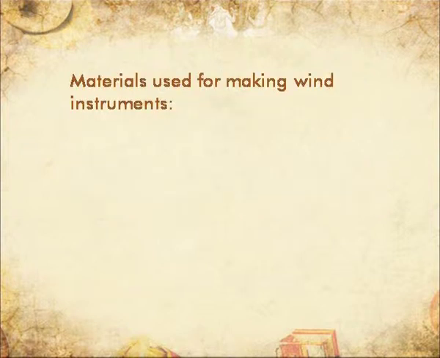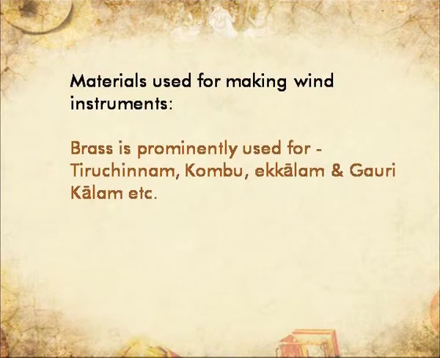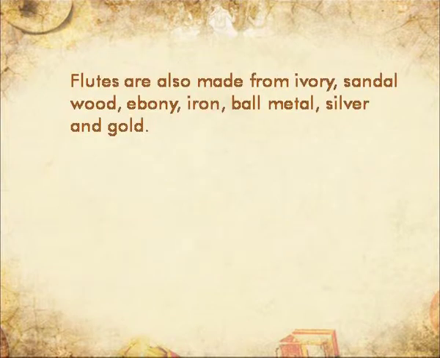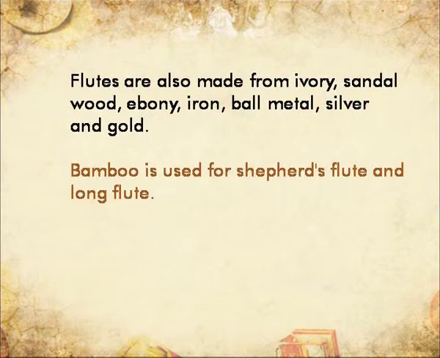Materials used for making wind instruments. Brass is the metal prominently used in making instruments like the Tiruchinnam, Kombu, Ekkalam and Gauri Kalam. Flutes are usually made of bamboo and is very common in India. But flutes may also be made of ivory, sandalwood, ebony, iron, bell metal, silver and gold. Bamboo is used in making the shepherd's flute and the long flute.